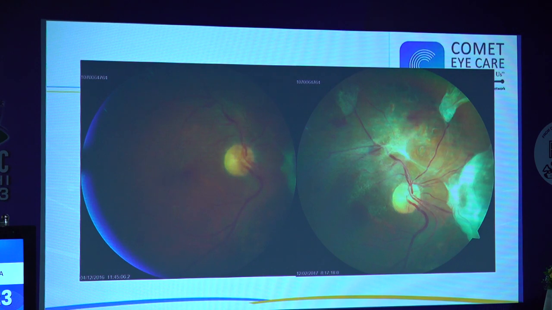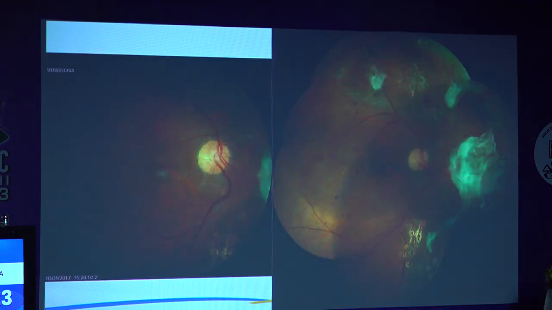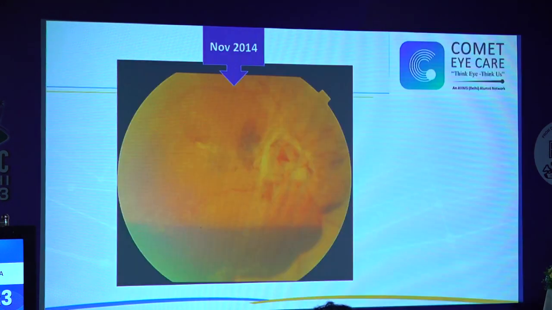The patient developed ERM along the supratemporal arcade with traction on the macula. Surgery was done and the macular traction was relieved, but the NVCs were too difficult to remove and were left alone. It has been a long time, and even after many years, the patient is doing fine.